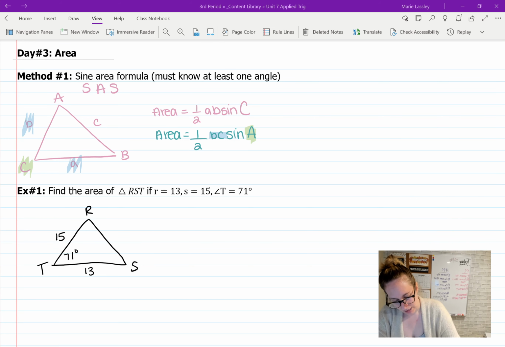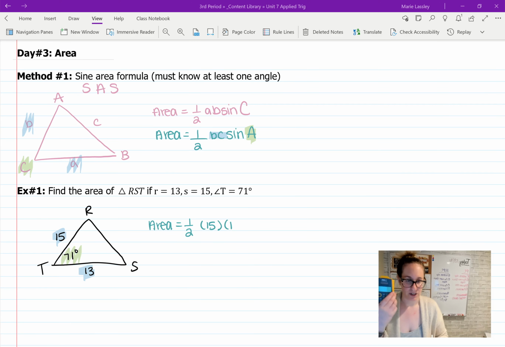Okay, so we don't need to do anything. We can go right to our formula, because look, we have an angle, and then we have the two sides next to it. It's all right here bunched in the corner. So we can just go ahead and plug this right into the equation. That means the area will be equal to 1/2 times 15 times 13 times the sine of 71 degrees.